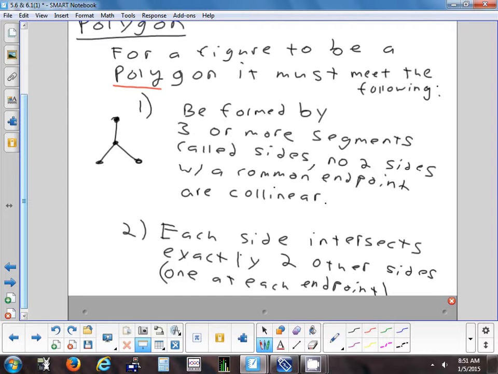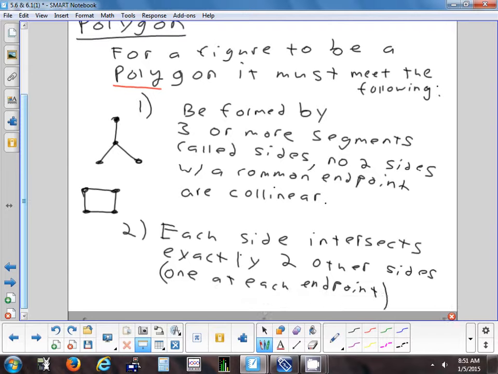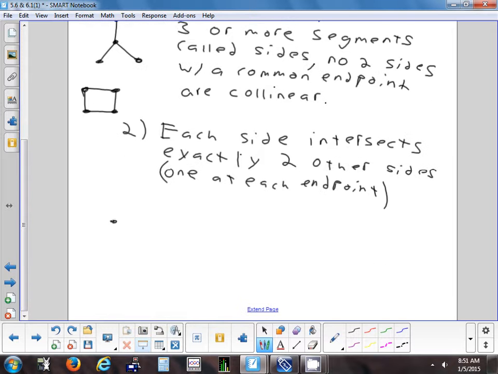That doesn't work. Okay, so think of a square. That fits the definition. You've got 4 segments, no 2 sides with common endpoints are collinear, and for each vertex, which is what these are called, there's 2 sides going into it. Okay? So that's the definition of a polygon. Any question on that? Okay, something like, let's see, this would not be a polygon.